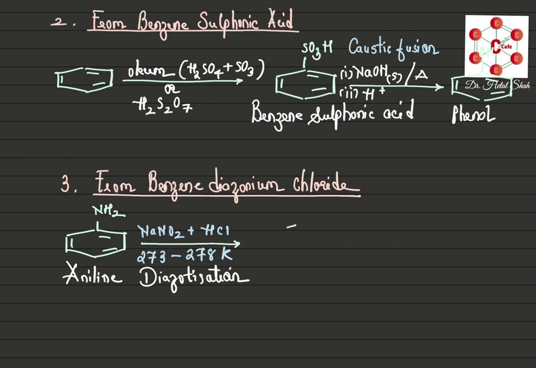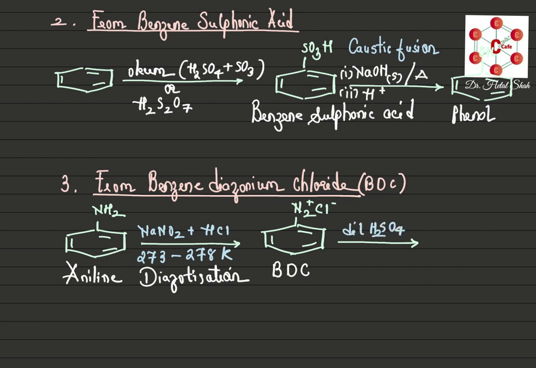And this will give us an intermediate, which is N2 plus and Cl minus. This is what we call as PDC. What you have here, PDC, benzene diazonium chloride. This benzene diazonium chloride can be treated with either dilute H2SO4, simple, or you can have H2O and then heat.